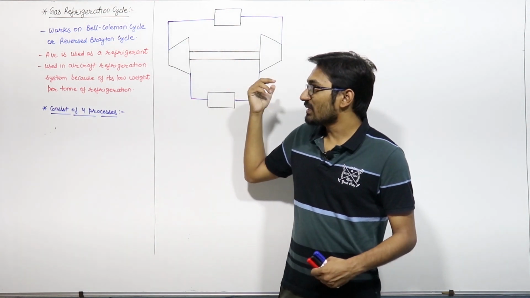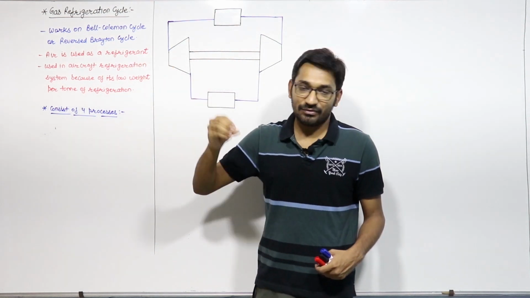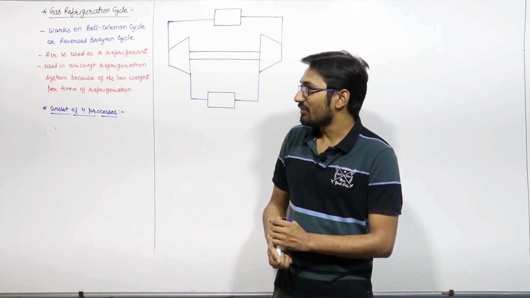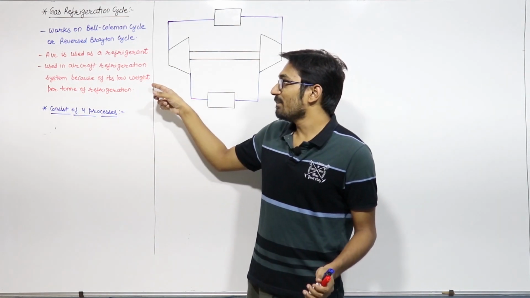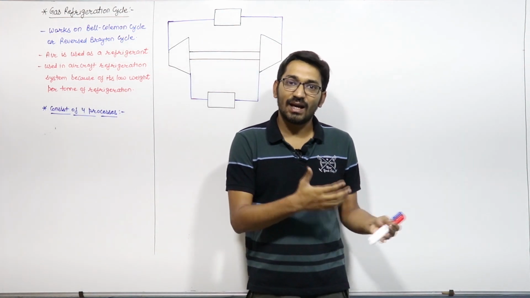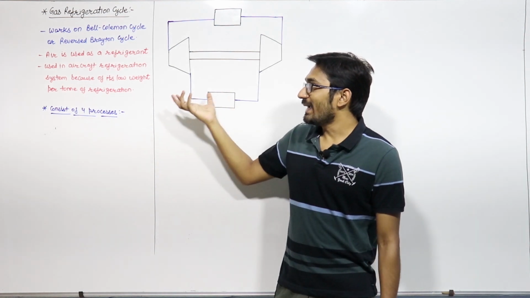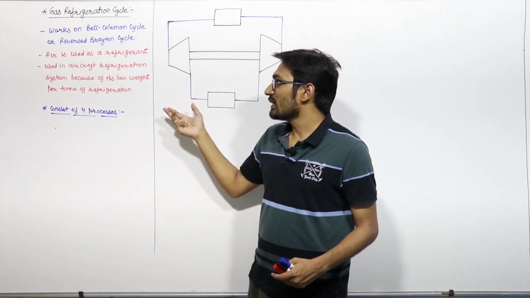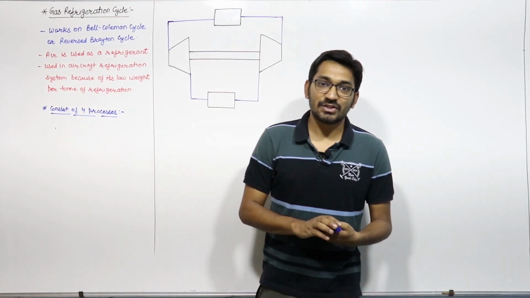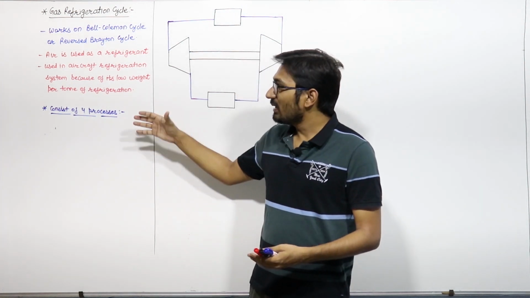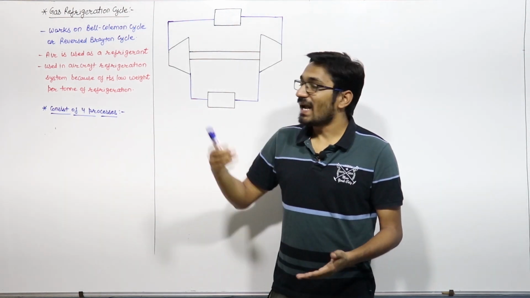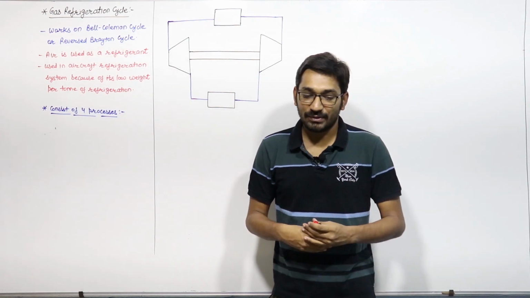Now in this gas refrigeration cycle, we are using air as a refrigerant, right? And air can be treated as an ideal gas. This cycle is used in aircraft refrigeration, in airplanes or in aircraft for military and all. So this is used in the aircraft refrigeration system because of its low weight per ton of refrigeration. That's why we are using this gas refrigeration cycle in the aircraft.